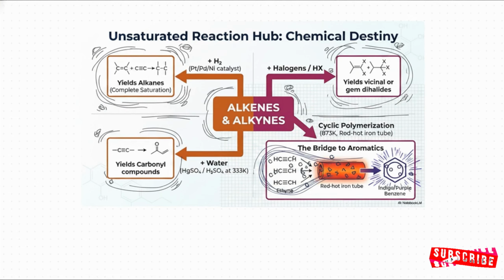And to bring this entire lesson full circle, how do we actually get from our simple linear alkyne chains up to our complex aromatic rings? Cyclic polymerization. By taking ethyne gas, just a simple 2-carbon block with a triple bond, and running it through a red-hot iron tube at nearly 900 degrees Kelvin, we literally force 3 of those small molecules to fuse together. The triple bonds break, rearrange, and snap into the shape of a perfect, highly stable benzene ring. We just took simple cooking gas building blocks and synthesized the foundation of complex pharmacology.